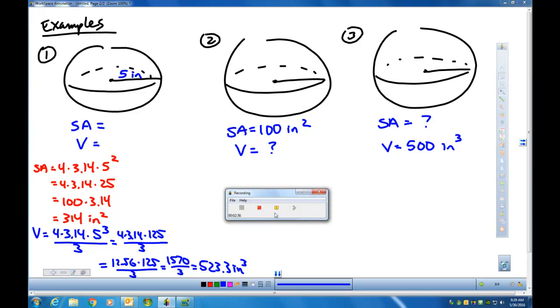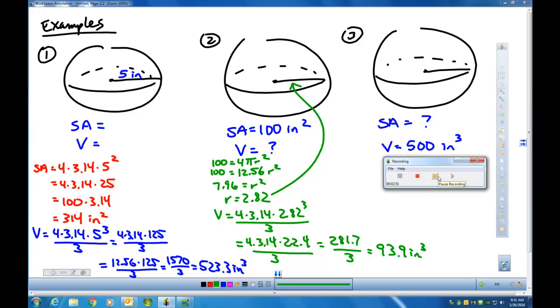Alright, so hopefully you got this for your first answer. The surface area, pretty straightforward. Plug your radius in, make sure you do your squaring first. There's your answer. Same thing for your volume. There's your answers for that.